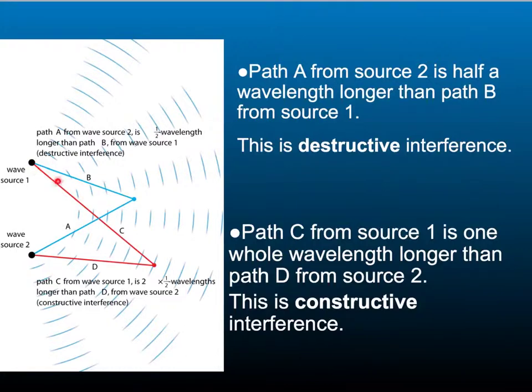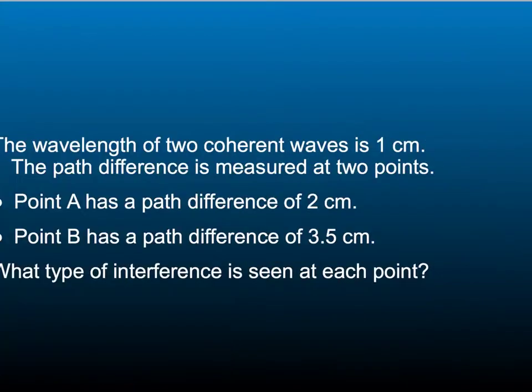Path C from source 1 has travelled one whole wavelength more than path D, or it's travelled two half wavelengths, which is an even number of half wavelengths. So those two waves are producing constructive interference. The type of interference you get at different positions depends on the path difference between the two waves at the point.